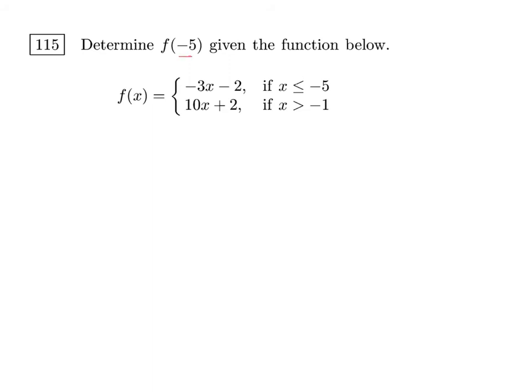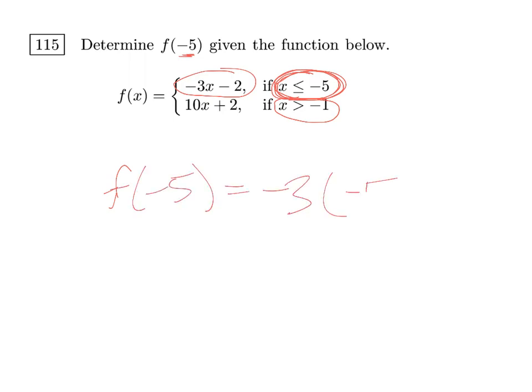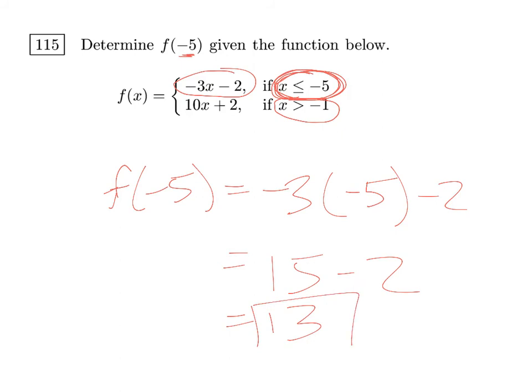All right, determine f of -5 given the function below. All right, negative 5. That's my x value. Does it satisfy this criteria or the one below it? All right, so negative 5 satisfies this criteria here. X is less than or equal to negative 5. So I'm going to plug negative 5 into this expression. Negative 3 times negative 5 minus 2. So I get 15 minus 2, which is 13. Done.